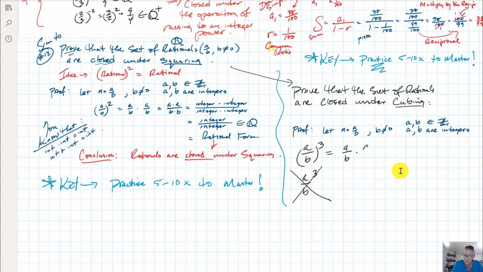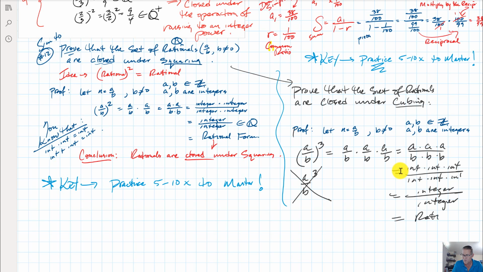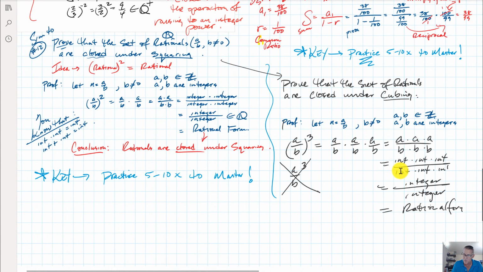So a over b times a over b times a over b. That's what cubing means. It's the same as a times a times a divided by b times b times b. And again, here we go again, an integer times an integer times an integer divided by an integer times an integer times an integer gives you an integer divided by an integer, which is rational form, and therefore it's closed under cubing, because that is an element of the rationals. This is what rational form is all about.